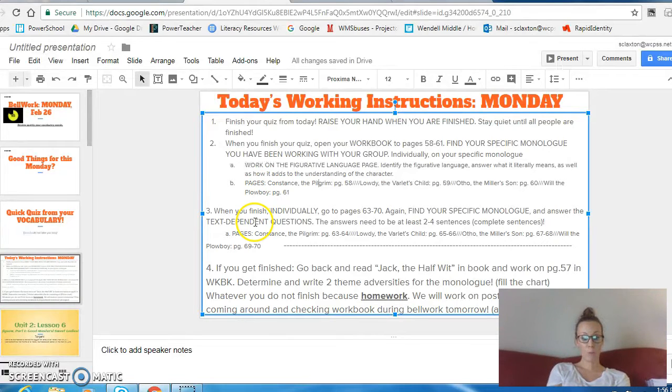When you finish that, you move individually again to pages 63 through 70. Again, you're only going to work on your specific monologue on those pages. You're going to answer the text-dependent questions in complete sentences, 3 to 4 sentences long. Constance the Pilgrim is pages 63 and 64. Loudy the Varlet's Child is pages 65 through 66. Otho the Miller's Son is pages 67 and 68. And Will the Plowboy is pages 69 and 70.